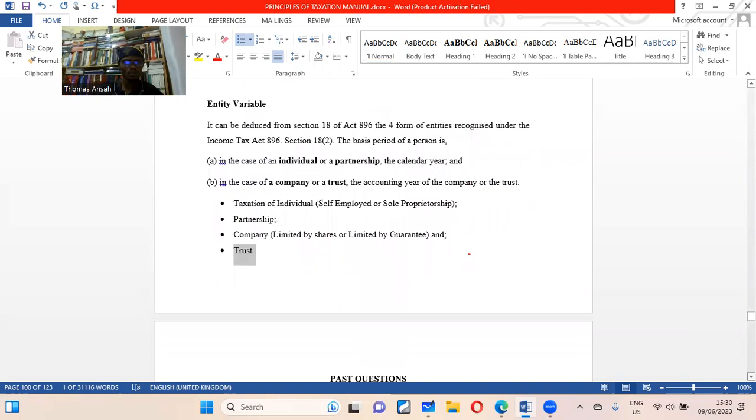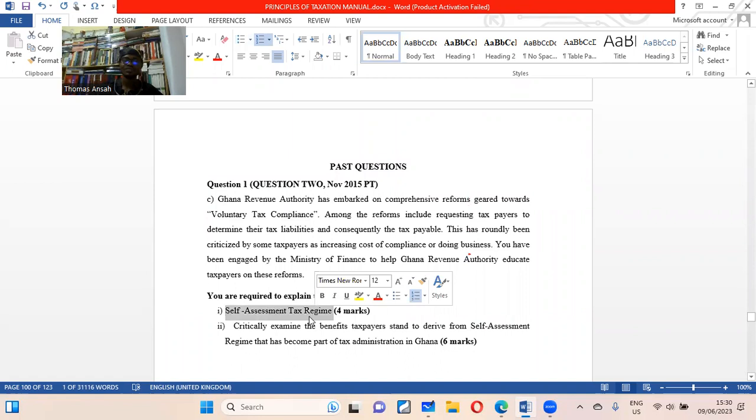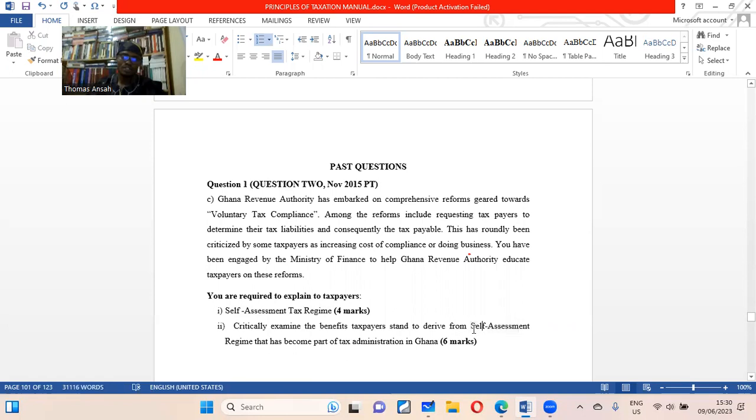What is self-assessment? Self-assessment is when you yourself do the assessment. The critical benefit of self-assessment to the taxpayer is claiming of reliefs, VAT input. To the GRA, they get the information they need, and they know more information about the taxpayer. For the individual, it is for your relief, your capital allowance, your allowable deductions, all right?